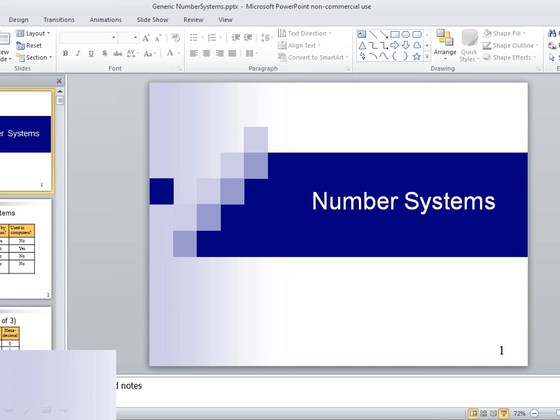Yeah, this is number systems. So the common number systems that we look at from any machine perspective or any system perspective are different bases: decimal, binary, octal, and hexadecimal. Decimal has a base of 10, binary has a base of 2, octal has a base of 8, and hexadecimal has a base of 16.